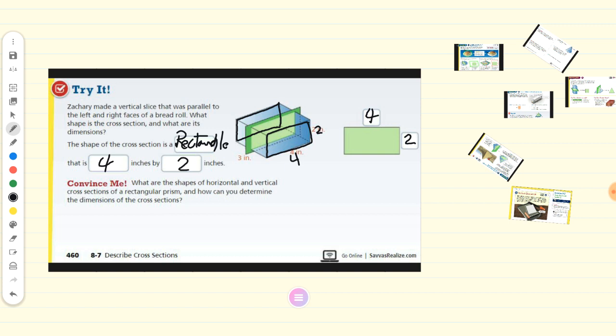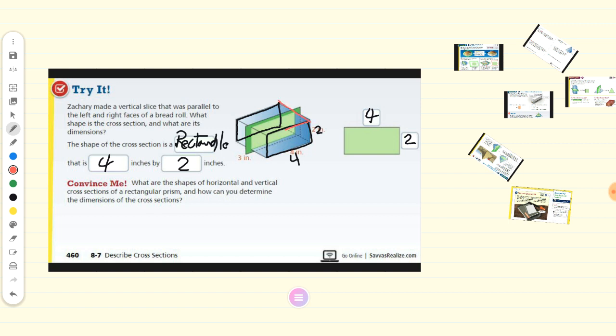In this case, we slice it vertically and we can slice it horizontally. In case of horizontally, what do you think the shape will be? It will be parallel to the upper base and lower base, the down base. So it will be like this. It will be in this shape.